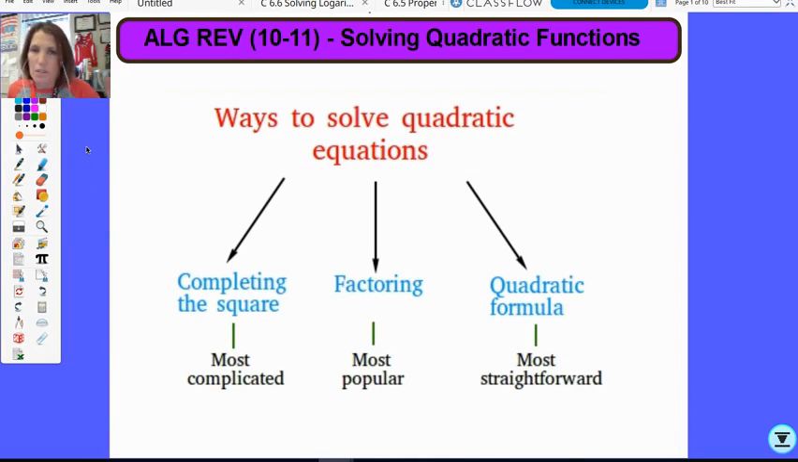So today we're going to talk about solving quadratic equations and ways to solve quadratic equations. These are three different ways you can solve: using completing the square, which you won't get to until next year, factoring, and the quadratic formula. We're going to talk about both of these today.